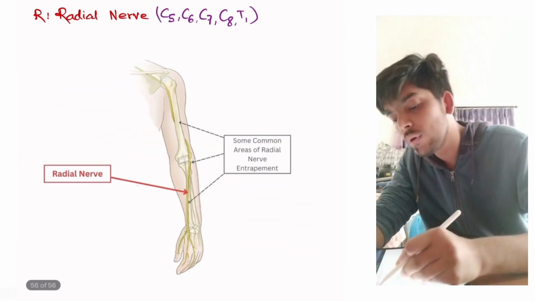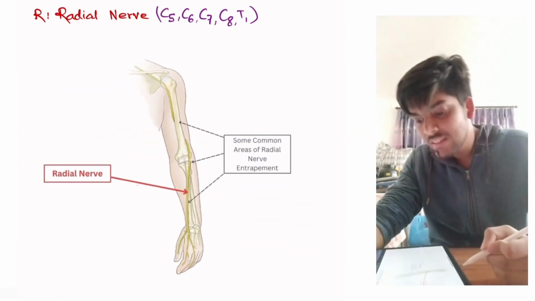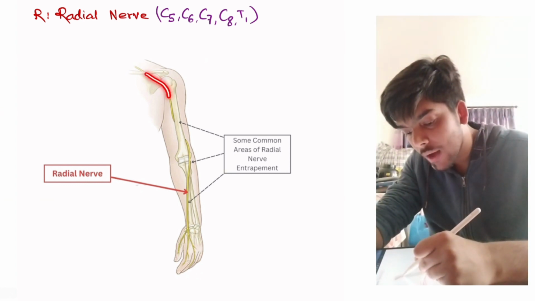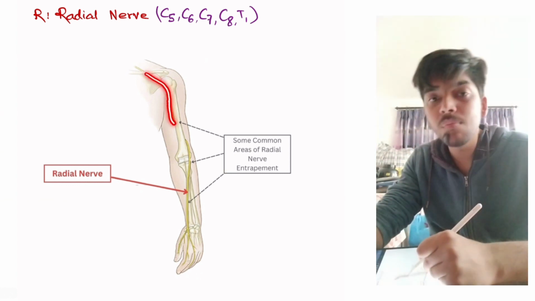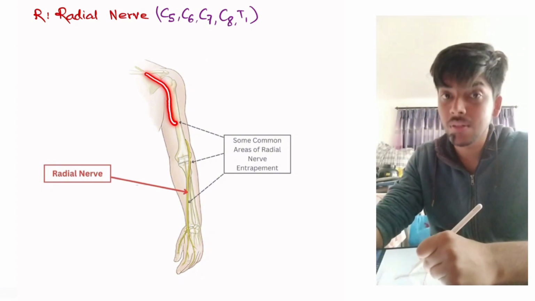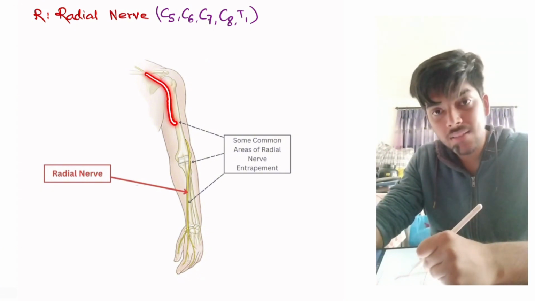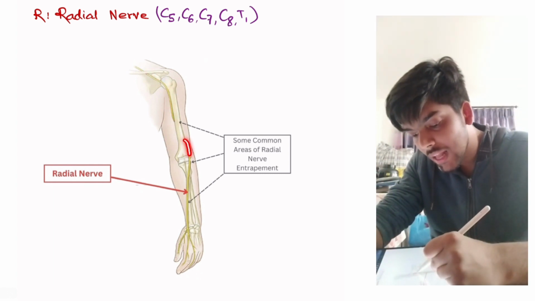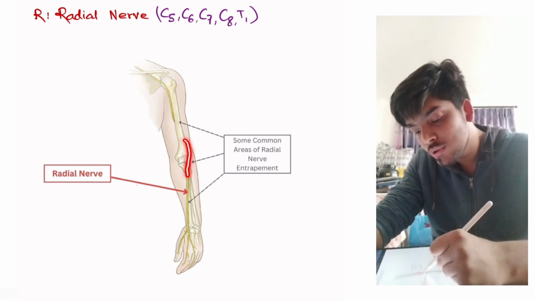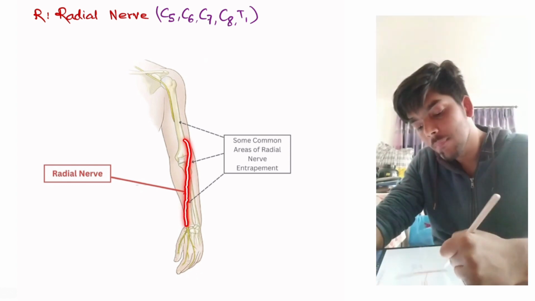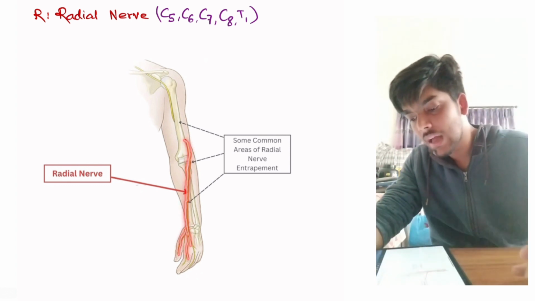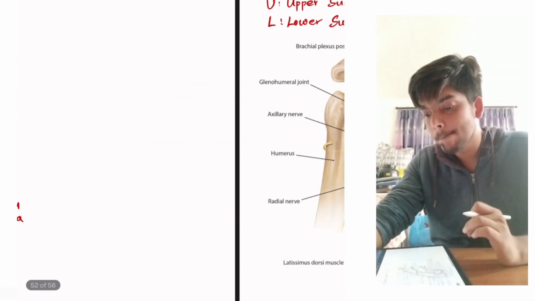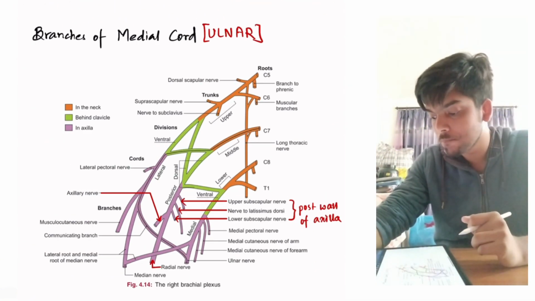Finally, you have R for radial nerve. The radial nerve passes from the back of the arm, and at the back of the arm you have the triceps brachii muscle. So radial nerve supplies the triceps brachii muscle. Then it finally comes in front of the elbow joint and then continues to supply the back of the forearm. And boom, we are done with the branches of medial cord as well.